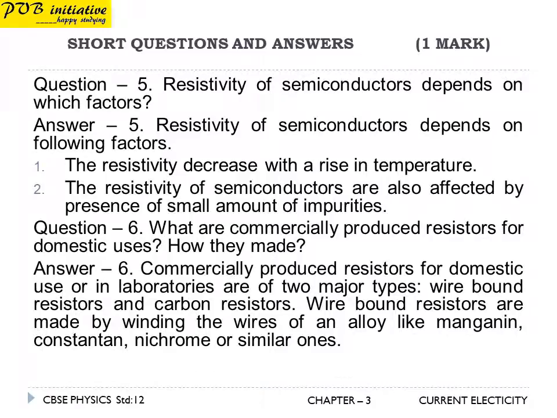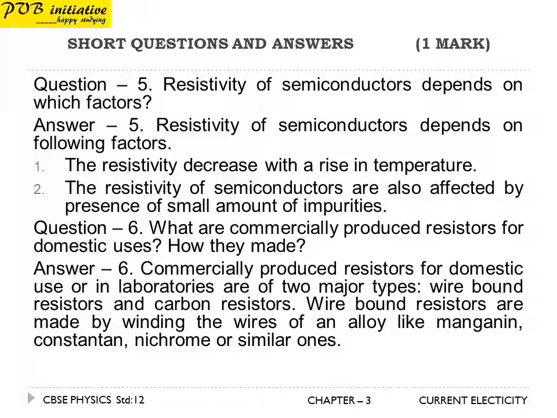Question 5. Resistivity of semiconductors depends on which factors? Answer 5. Resistivity of semiconductors depends on the following factors. First, the resistivity decreases with a rise in temperature. Second, the resistivity of semiconductors is also affected by the presence of small amounts of impurities.